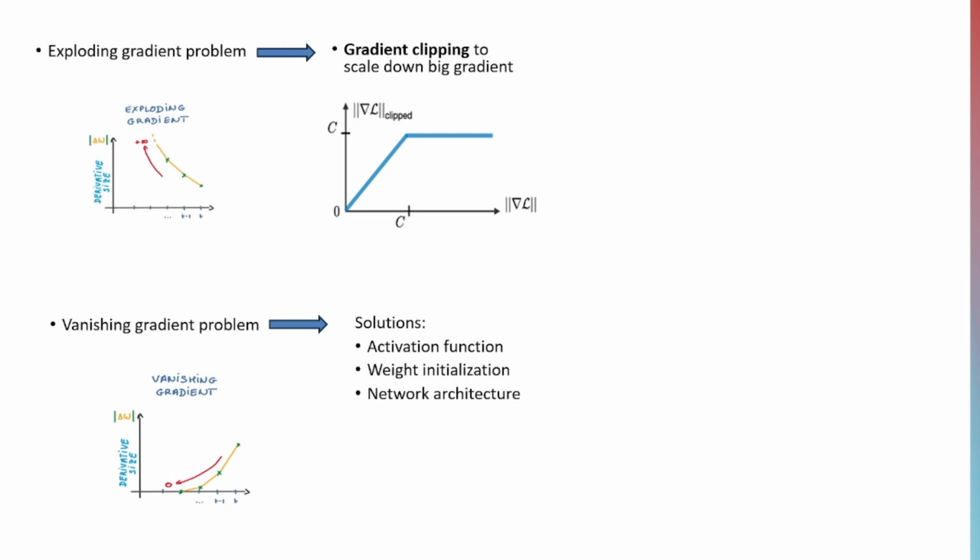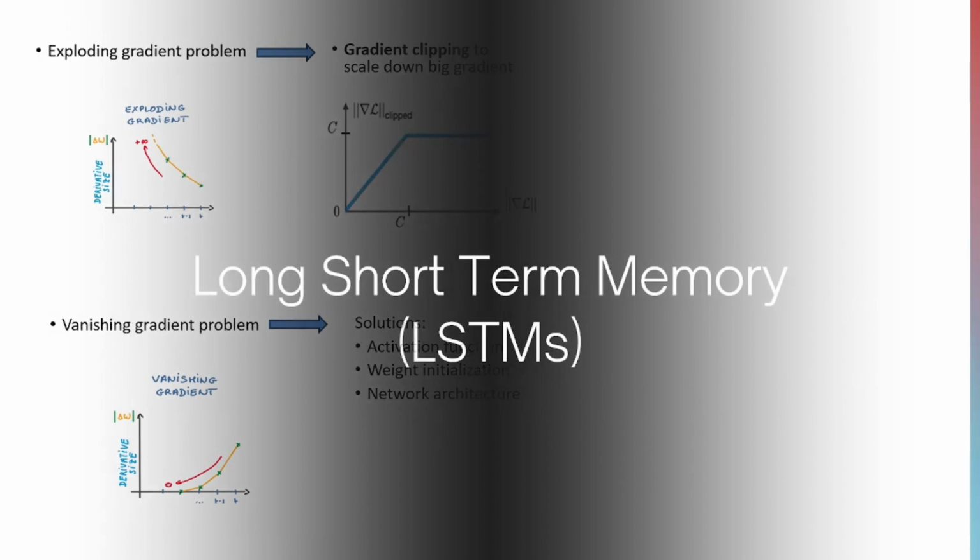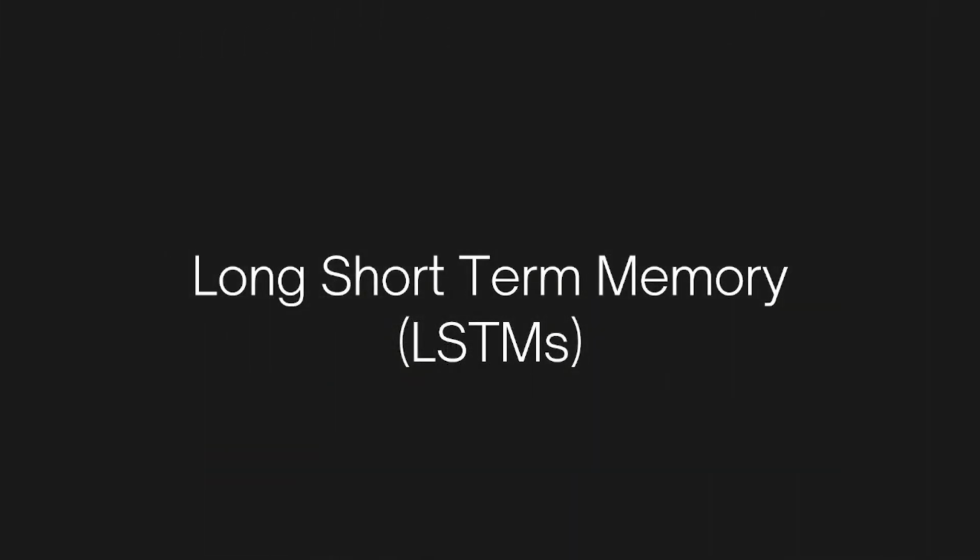RNNs are powerful, but as we discussed, they have limitations, especially when it comes to handling long-term dependencies. So, how do we overcome these challenges? That's where LSTMs, long short-term memory networks, come into play. In our next video, we'll dive into LSTMs, explore how they work, and learn why they're so effective at solving the issues faced by RNNs.